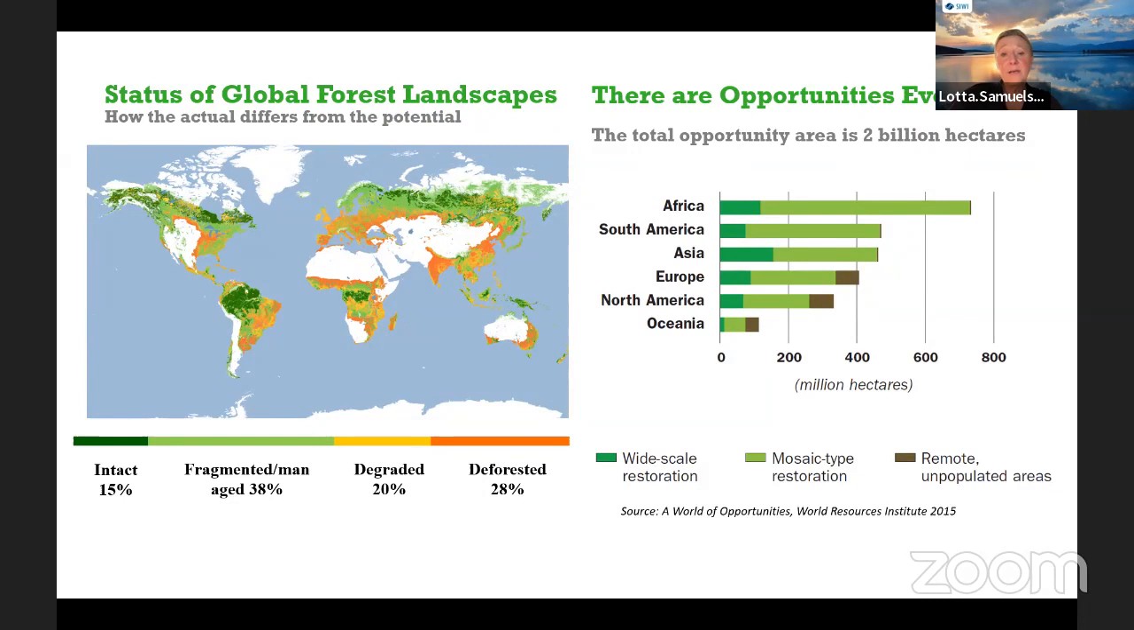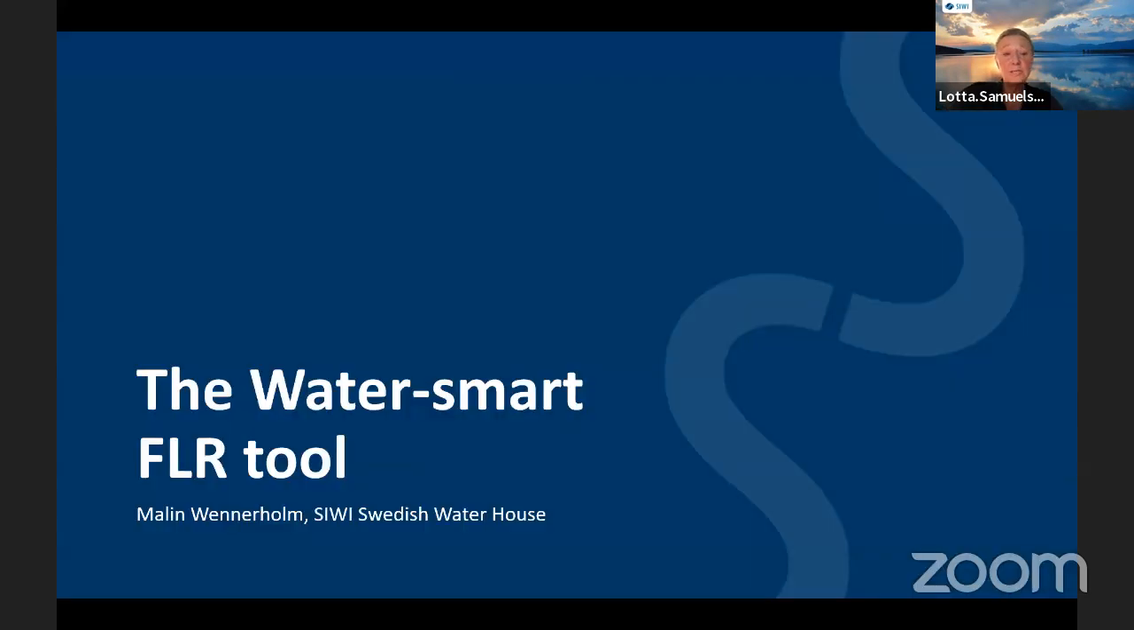So therefore, this risks both the restoration initiatives not being successful, and it also hampers the hydrological cycle, and it actually risks increasing the global water challenges. And this is why CV has taken the initiative to develop a tool that we call the Water Smart Forest and Landscape Restoration Tool. And this tool will be introduced by my colleague, Malin Wennerholm, also from CV, Swedish Waterhouse.